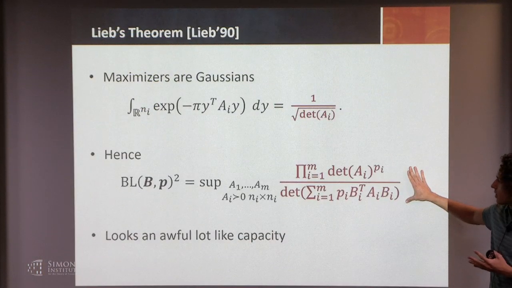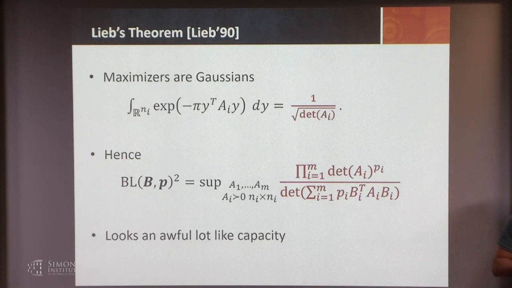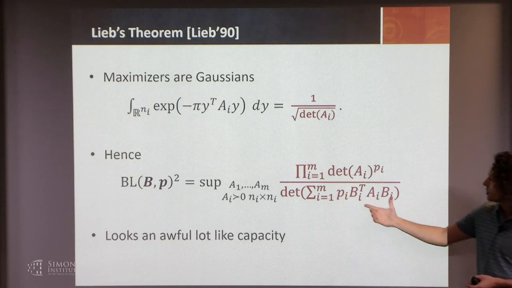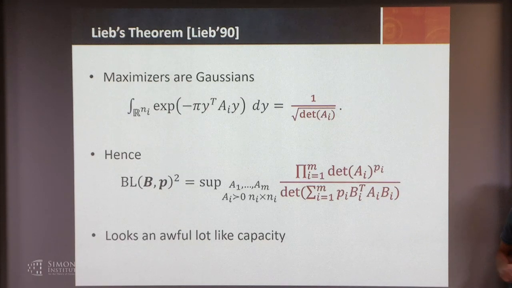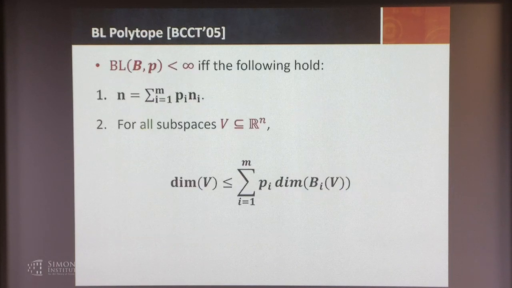But if you remember the first half of the talk, this looks an awful lot like capacity, because you have some determinant here and maybe some determinant here. So it's this ratio of determinants, and you're applying something to these matrices A_i. Let's see something else that looks a lot like our problem.